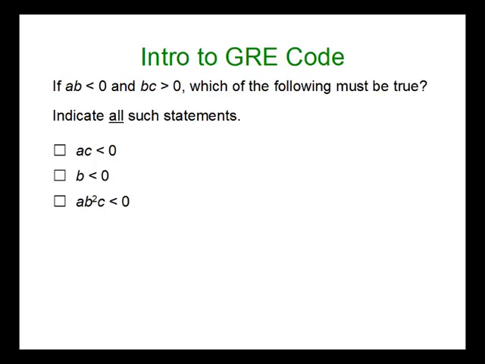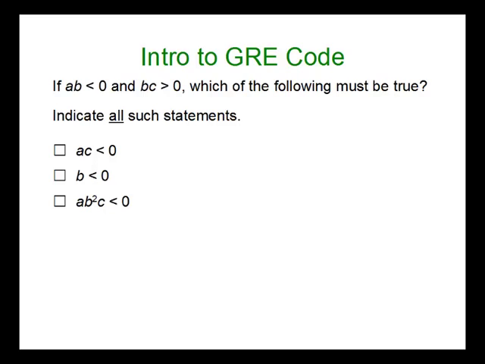The other piece of code is in the phrasing of the question, which is very common. They're asking us what must be true. And that's different from what could be true. What might be true? What's occasionally true? And it suggests something about our approach.